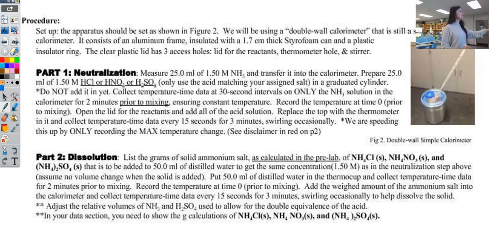The second part is dissolution. And dissolution is exactly what it sounds like. We are going to be dissolving. Well, what are we dissolving? We have three choices of salts. Of course, again, the only one that we're going to be doing this for is ammonium nitrate. Okay, so don't worry about the other ones. And there's the procedure again, and it explains what to do.